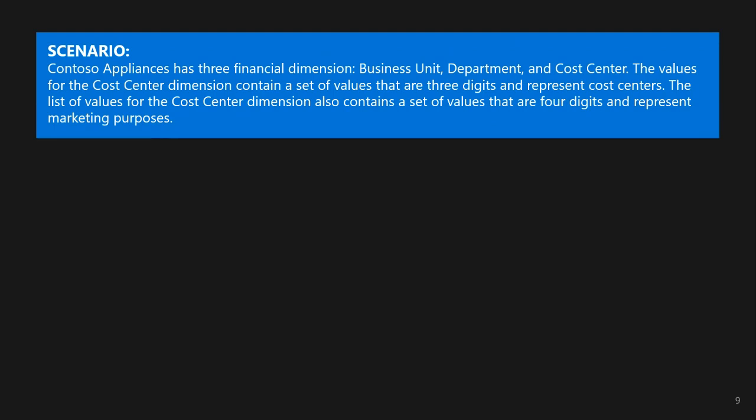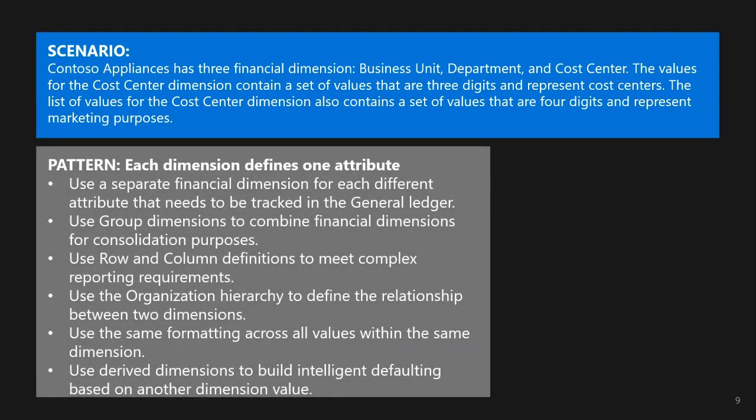So this, I think, is pretty obvious, but why don't you see if everybody's paying attention? Well, we kind of gave this one away on our first story. Each dimension should define one attribute. So I think in this example, we should really be using 2 different dimensions.